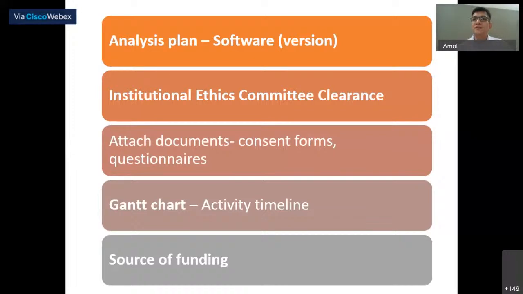Get the clearance from the institutional ethics committee. Attach the supportive documents, consent forms, questionnaires. And in the end, make sure that you attach a Gantt chart, your timeline, that shows how you're going to achieve it, right? And source of funding if you have some, and expenses required to meet when you carry out your study. So think about all this. That will check your study not only on a scientific ground, but will also check its feasibility in the given context. Will you be able to do that in the given time as well as with the given resources? That's important to keep in mind.